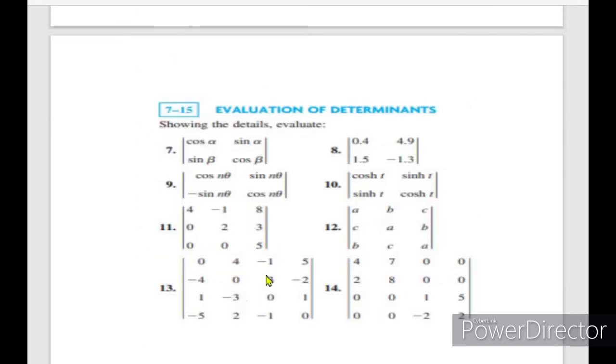And for the last part, you will evaluate determinants. From 7 to 14, you will get the determinants, depending on what method you will use.